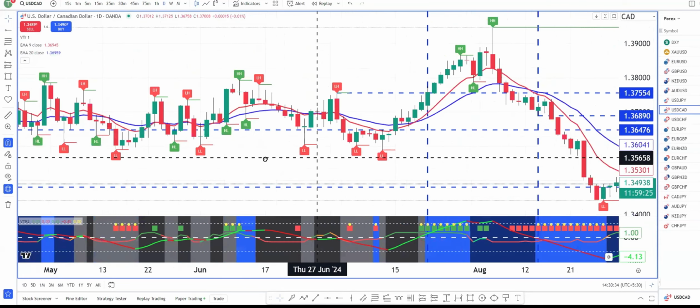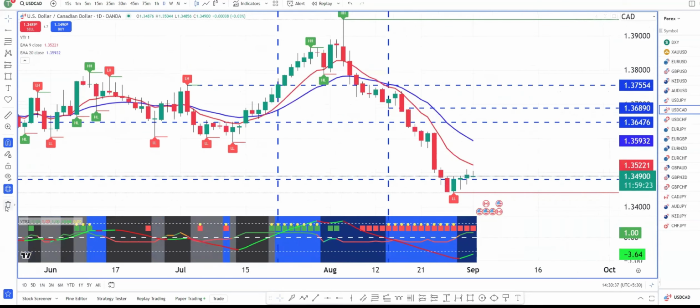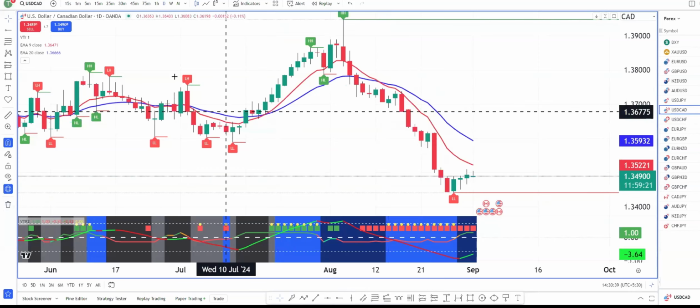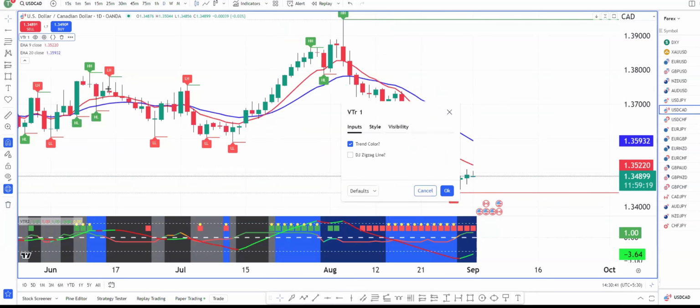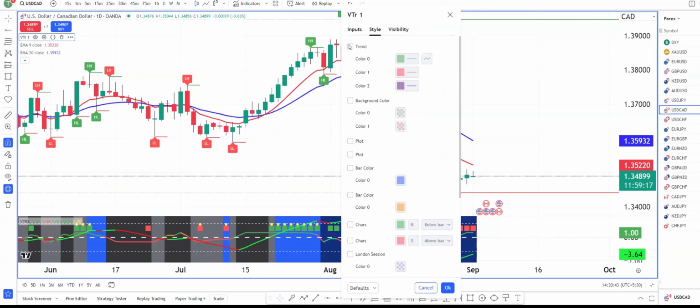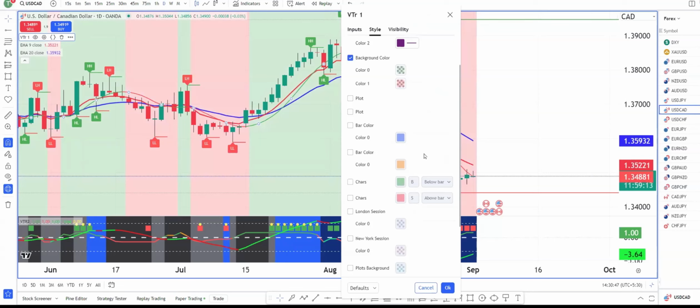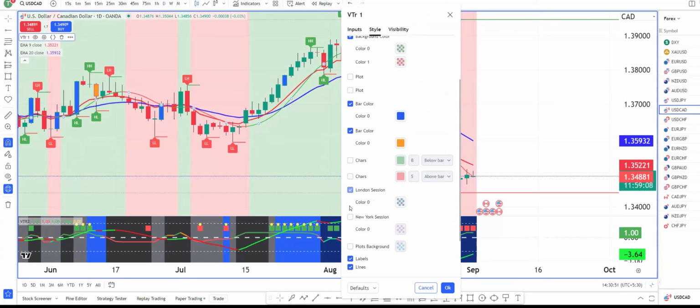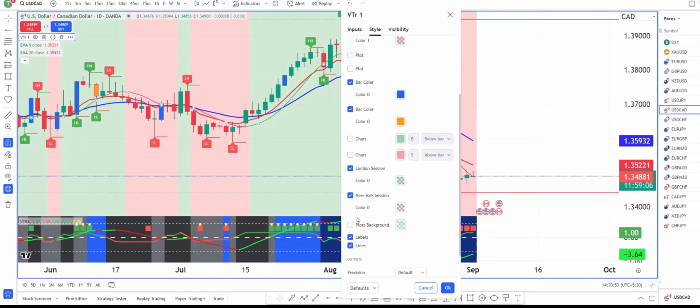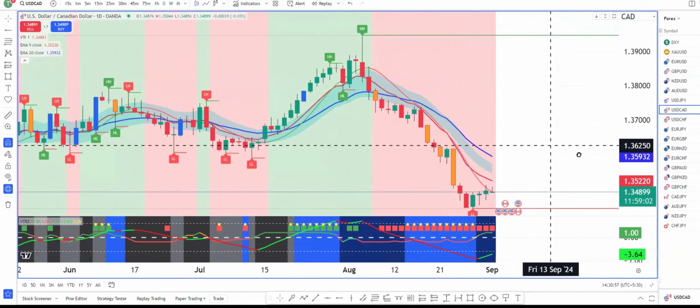Now what we are trying to do at Visual Traders Academy is to make it easy for you to identify what are the things that we do in the VTR1 and VTR2. Let me just show you by putting up the trend, the background colors, right? And we are looking at the bar colors. Then we are looking at the London, New York sessions that we can have and a background plot.